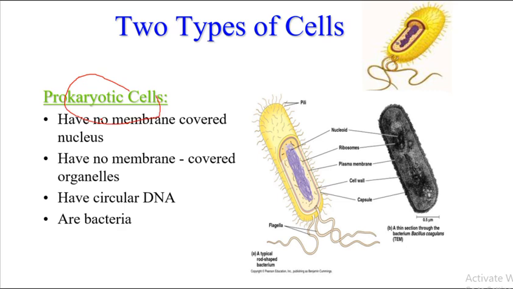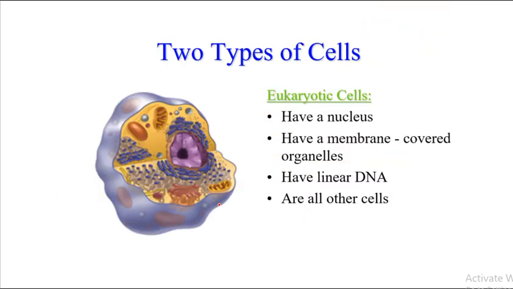Just a repetition: prokaryotic cells have no membrane covered nucleus. It means they lack a nuclear membrane, and they have no membrane covered organelles, and their DNA is circular. Examples, we have bacteria. On the other hand, the eukaryotic cells have a nucleus, and the nucleus is covered by a membrane, and the organelles are also covered by a membrane. Then the DNA is linear. And the examples, we have animal cells.